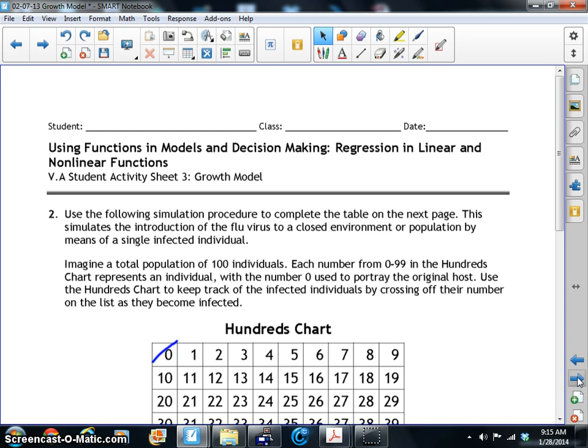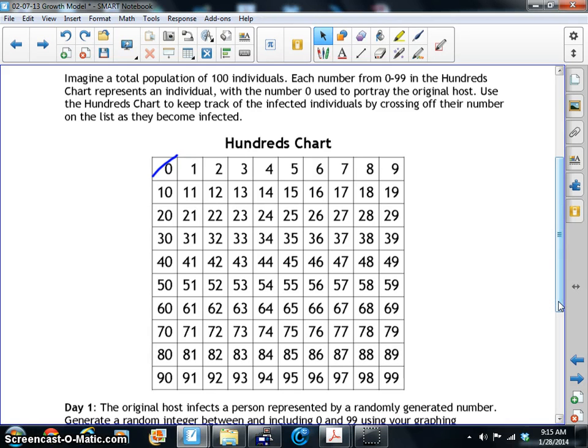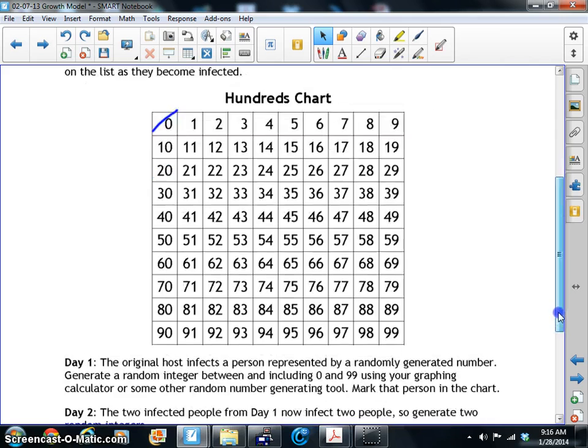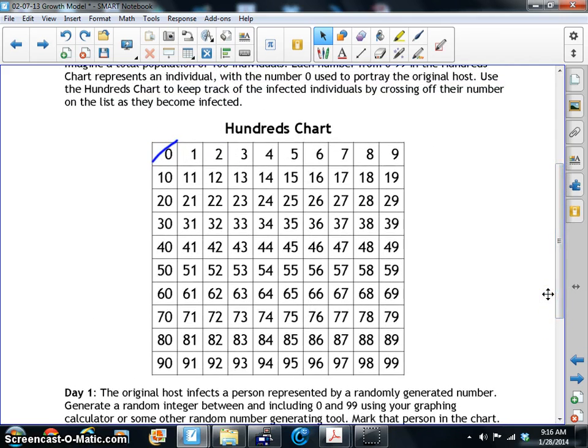Well, we have something called a hundreds chart. It's a 10 by 10 chart, and it represents 100 people. Patient 0 is our originally infected person. This is the person that started with the infection and they started with everything. So this is how we're going to be working this during the class. We're actually going to be doing this in class.